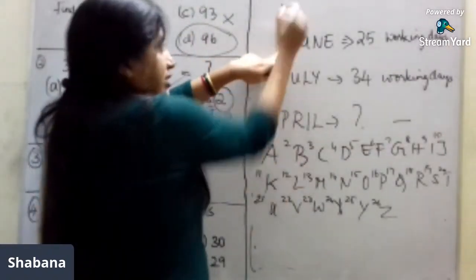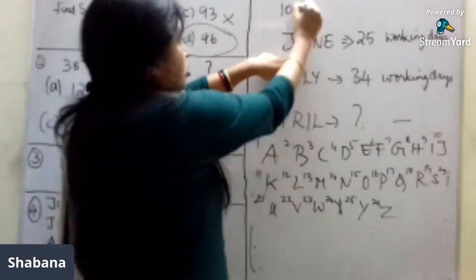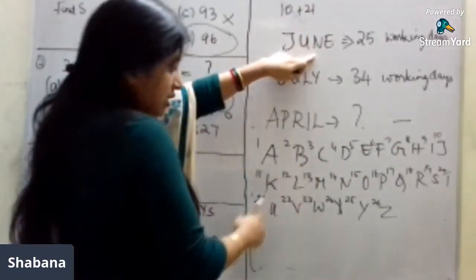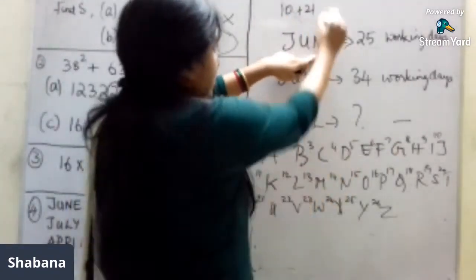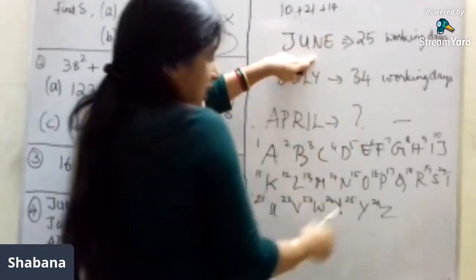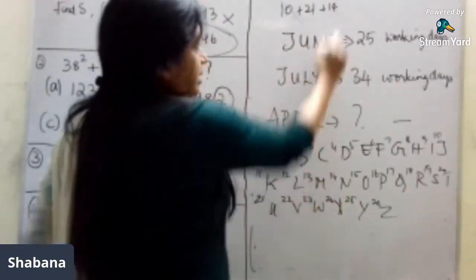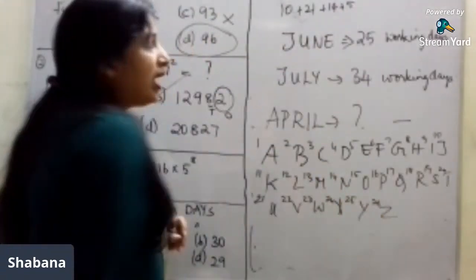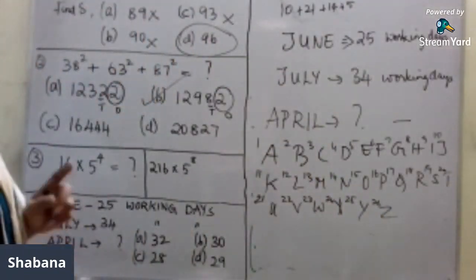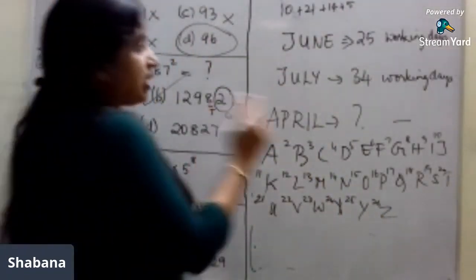I'm going to write the numbers here. U stands for 21. N stands for 14. Then E stands for 5. So you add everything, 10, 21, 14 and 5, and see how it is related to 25.